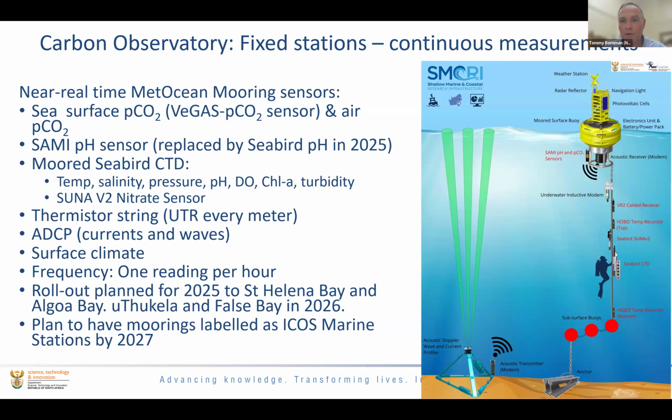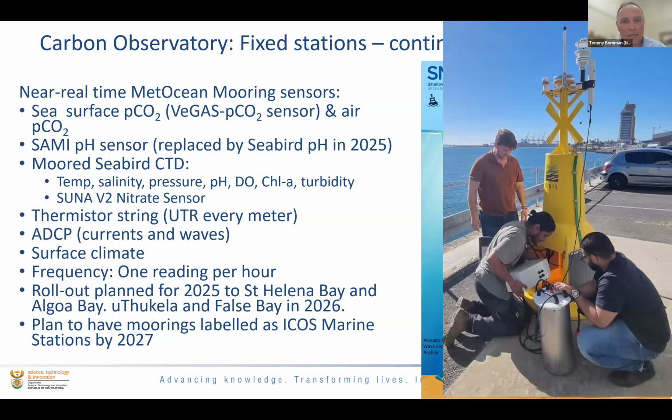These are your basic moorings that are permanently in the water. They are the most costly, and this was aligned with the protocols established by ICOS in Europe. So we have procured the moorings, and Sea Technology Services in Cape Town is just putting the final touches to these moorings, and they will go into the water hopefully within the next few weeks for testing for about a month or two. And after that, they will be deployed at the first two sites, which is St. Helena Bay and Algoa Bay.